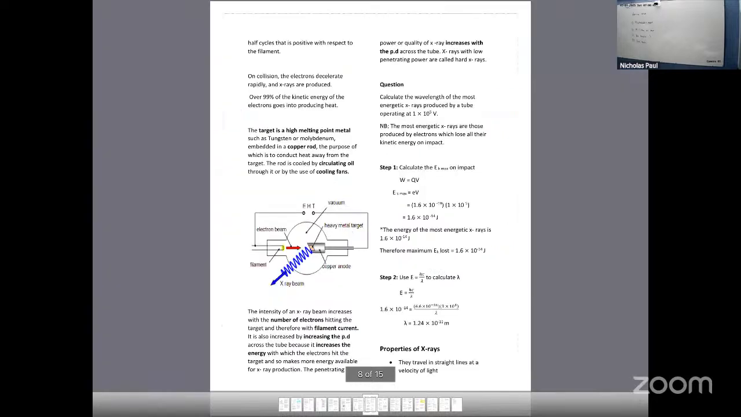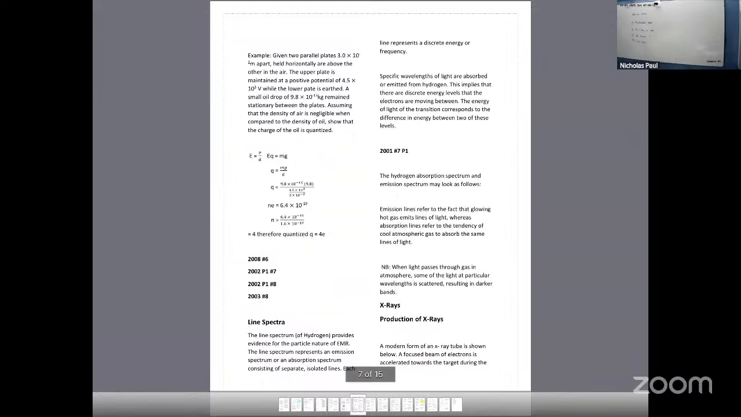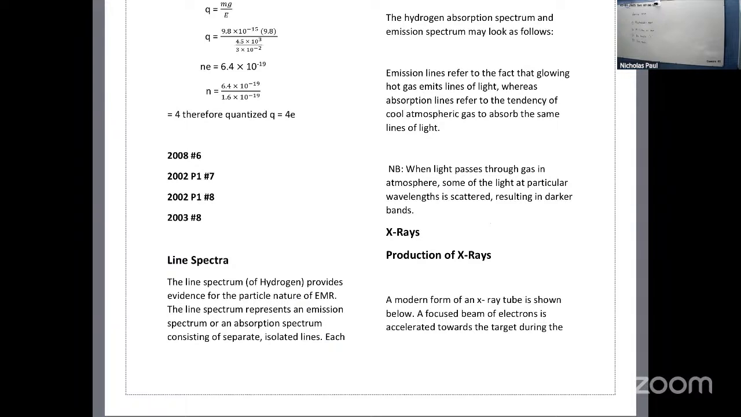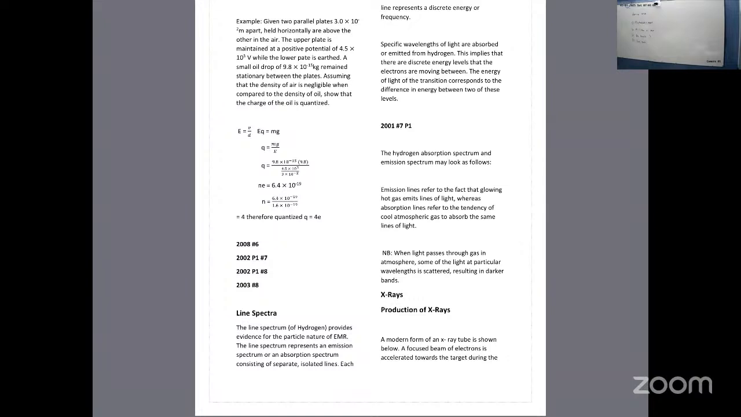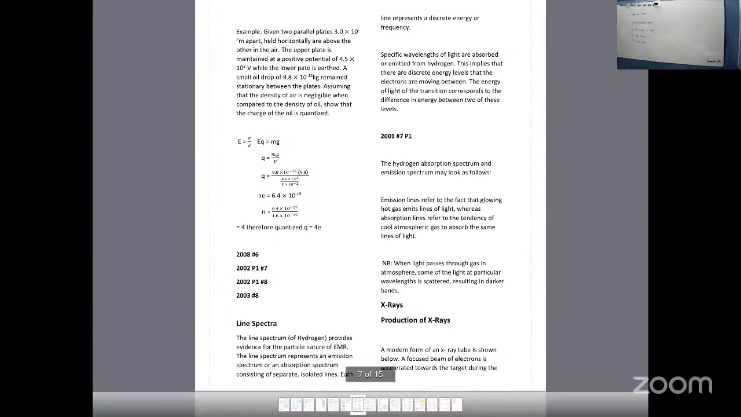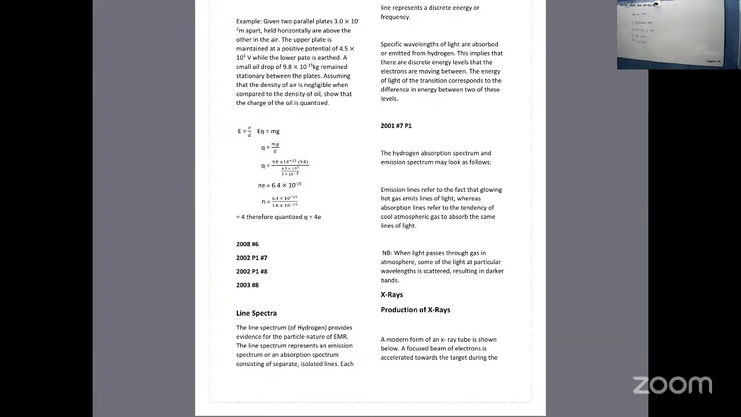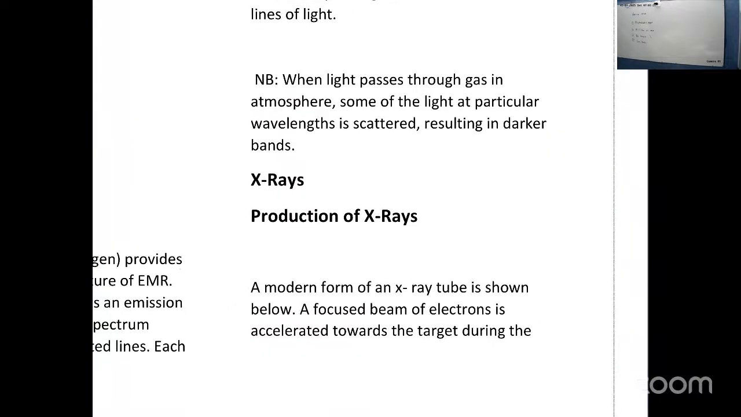It's the same process, same thing we're just going to run through. We have X-ray production. The modern form of X-ray tube is shown below. A focused beam of electrons is accelerated towards the target. And what controls the acceleration of the electrons? The voltage. The current affects the intensity. Remember the same thing we learned in the photoelectric effect. Current affects the intensity. The potential difference affects the energy that the electrons move with. And if you control the energy, you control the speed. You all remember how to go from voltage to energy?